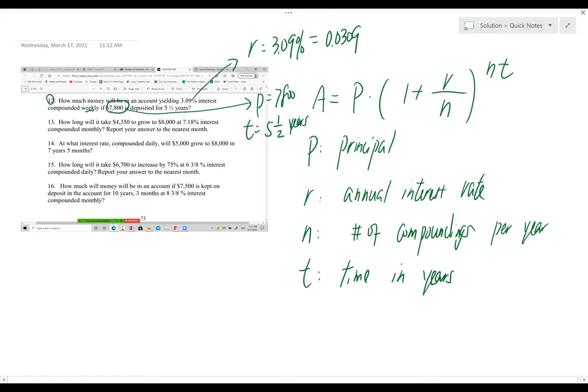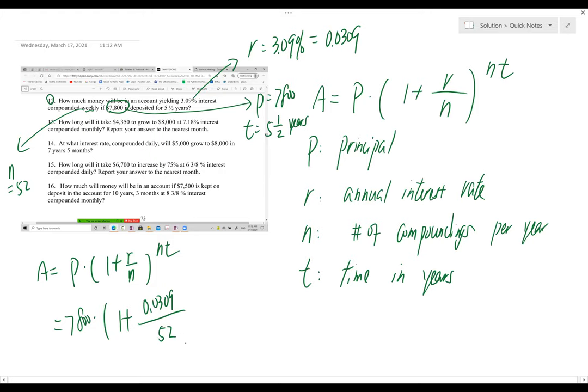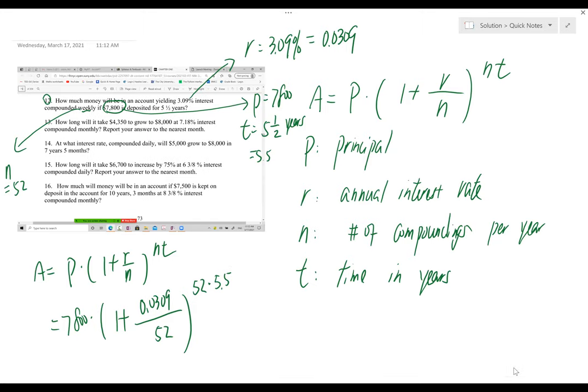Okay. And the number of compounding periods is also given because it's compounding weekly. That means the number of compounding periods is 52 per year. So basically we know all four pieces of information. Then you can just plug into the compound interest formula to get an ending balance. So A equals P times one plus r over n to the nt. Plugging in all the numbers, principal is 7,800 multiplied by one plus annual interest rate 0.0309 over 52. And the exponent is 52, number of compoundings per year, times 5.5 years.